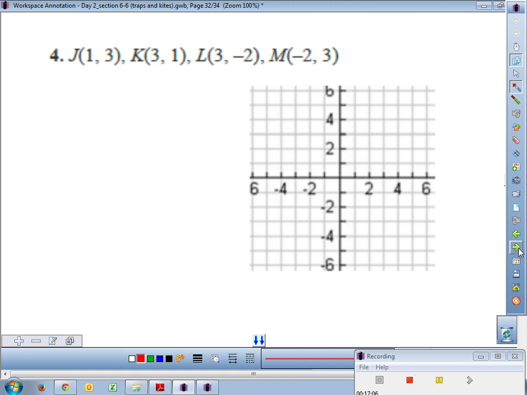What I'd like you to do is try number 4. Pause the video, graph that thing, and then determine that it's a trapezoid by finding the sides that look parallel and find their slopes, show me that they're the same, and then see if it's an isosceles trapezoid by seeing if the diagonals are equal to each other. So give the video a pause and give it a shot.